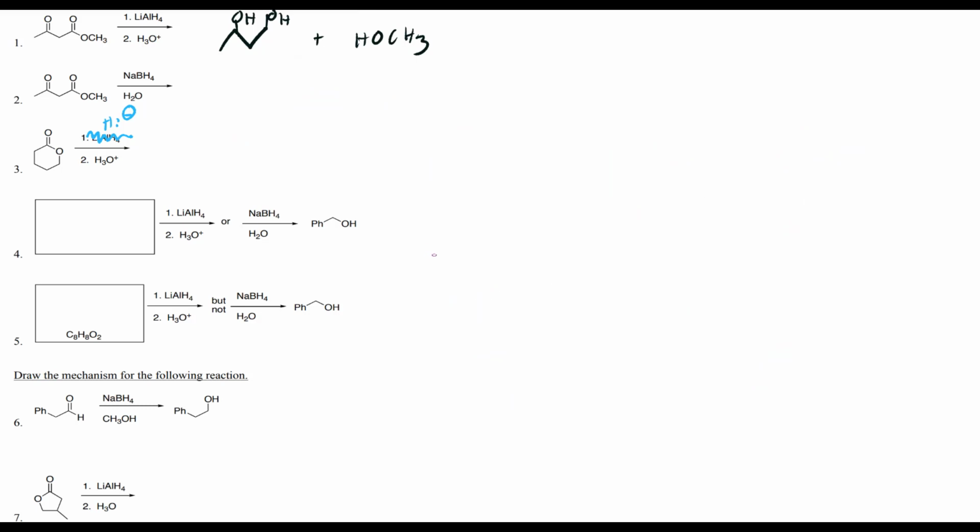For question 4, what reactant would actually give us this product? We can use lithium aluminum hydride, we can also use sodium borohydride, but what is going to give us this product? Since we can use both hydrides, I would say that it can either be a ketone or an aldehyde. You can pick whichever you want. So you could have picked Ph, double bond oxygen, that's fine.